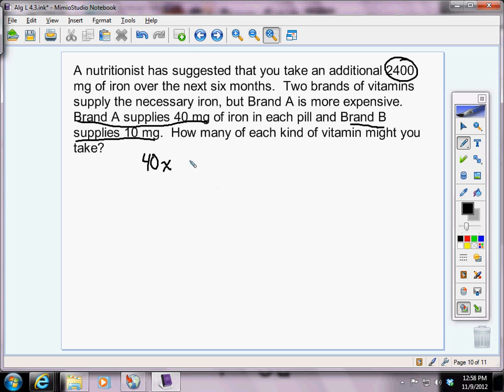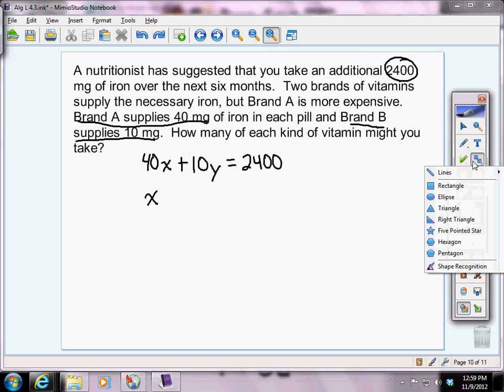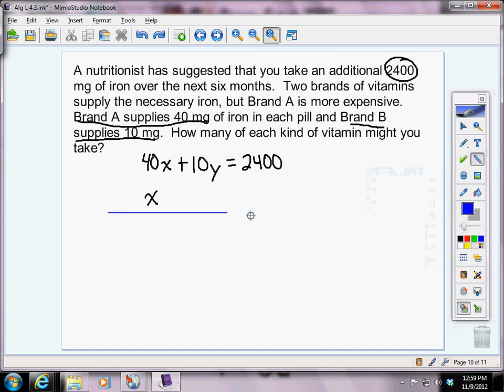Now brand B supplies 10 milligrams. So I'm going to take 10 milligrams times the number of those pills I take, Y. So again, this represents the number of milligrams I get for every brand A vitamin I take, and this represents the number of milligrams I get total for every brand B vitamin. And I want that when it's all said and done to equal 2,400 because that's the total I need. So if we create our input-output table to graph, we can see the different combinations we can have.